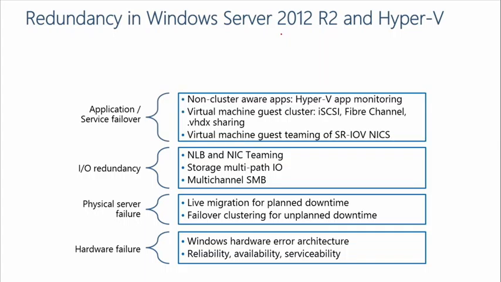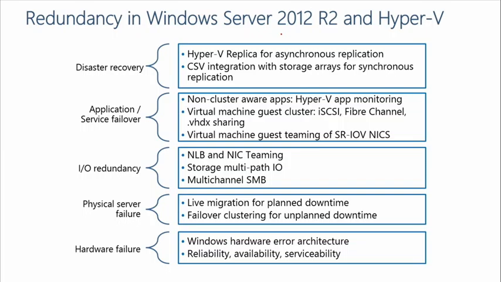Application service failure. For non-cluster-aware applications, there's a feature within Hyper-V called application monitoring, which allows you to monitor services running within an application, determine if they fail, and then possibly either restart the service or fail over to another node. You have guest clustering through iSCSI, Fibre Channel, or VHDX, and you have guest teaming of SR-IOV vNICs to ensure that you have maximum uptime.